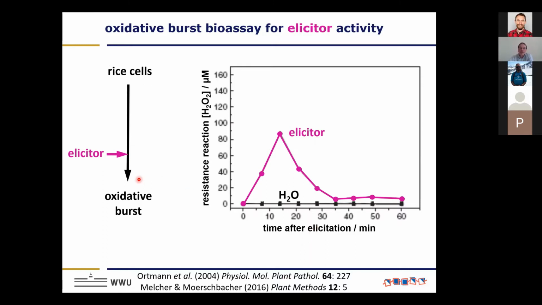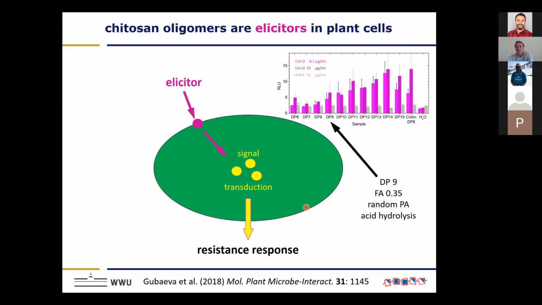And then we measure the oxidative burst, so the rapid and transient production of hydrogen peroxide, which is induced within a few minutes, and after about half an hour, it's over again. So this is a very simple assay for elicitor activity of compounds such as chitosan.